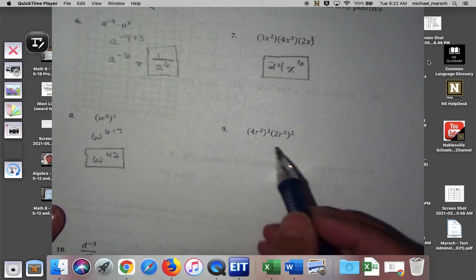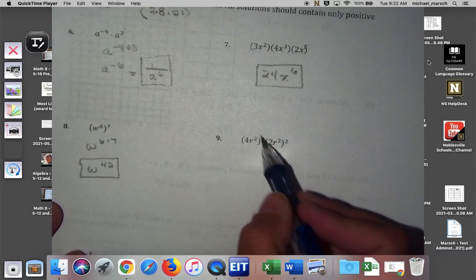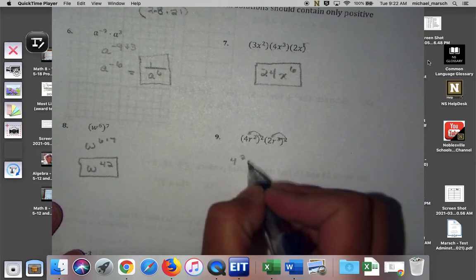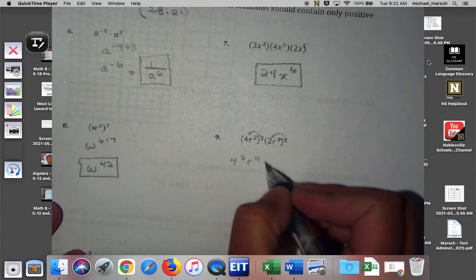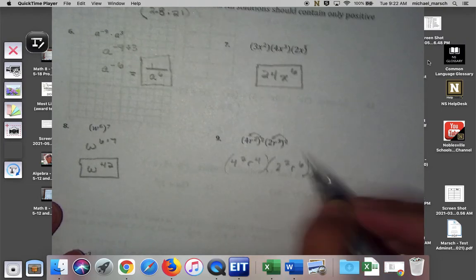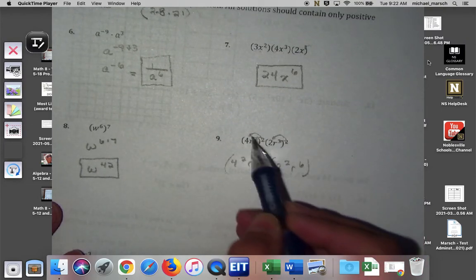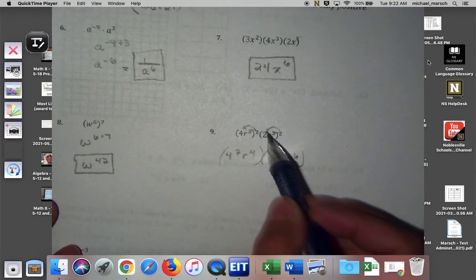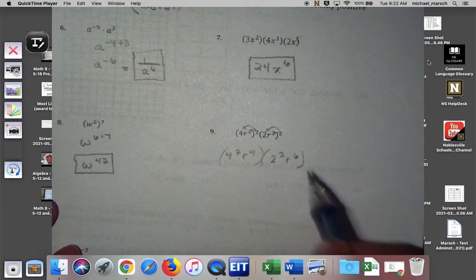All right, this one requires a little more work. When we have this out here, we have to distribute this in, right? We have to attach this to everything. So we're going to end up with 4 squared r to the 4th times 2 squared r to the 6th. Remember there's those little ones there, so 2 times 1 gives me 2, 2 times 2 gives me 4, 2 times 1 gives me 2, 3 times 2 gives me 6.